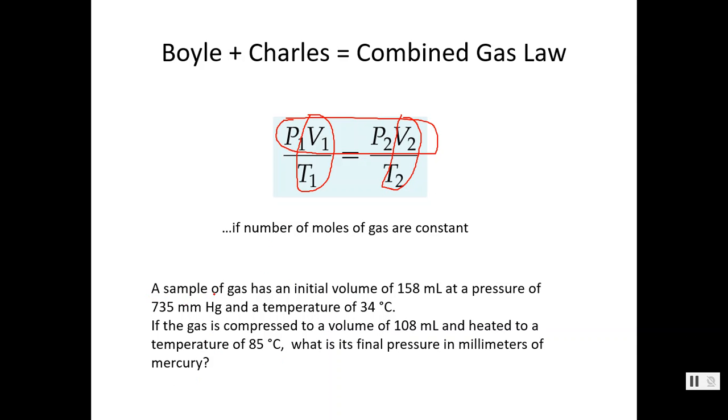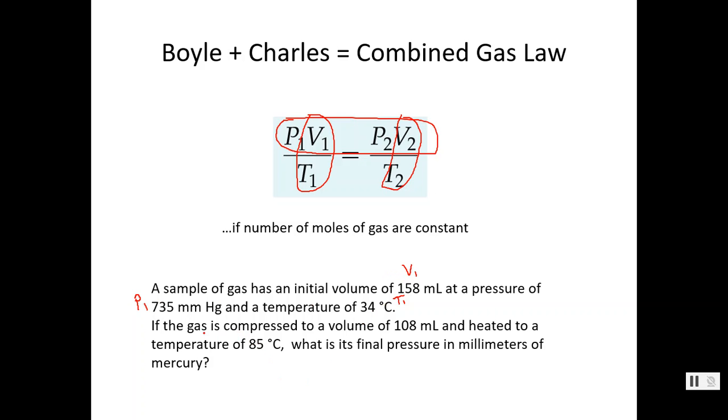So we have a sample of gas, has an initial volume, so I have a V1 of 158 mL at a pressure, so we've got a P1 of 735 millimeters of mercury and a temperature of 34 degrees Celsius. So we have an initial temperature, but remember with all of these gas law problems we have to convert to Kelvin, so we'll convert this to Kelvin in the next slide. But we have an initial volume, an initial pressure, and initial temperature.